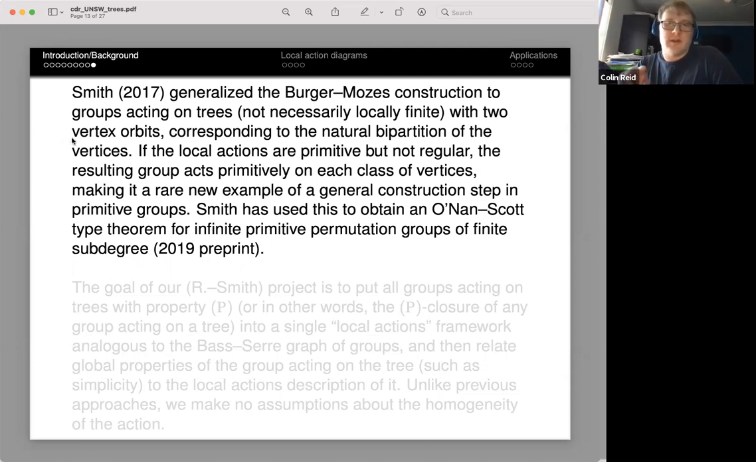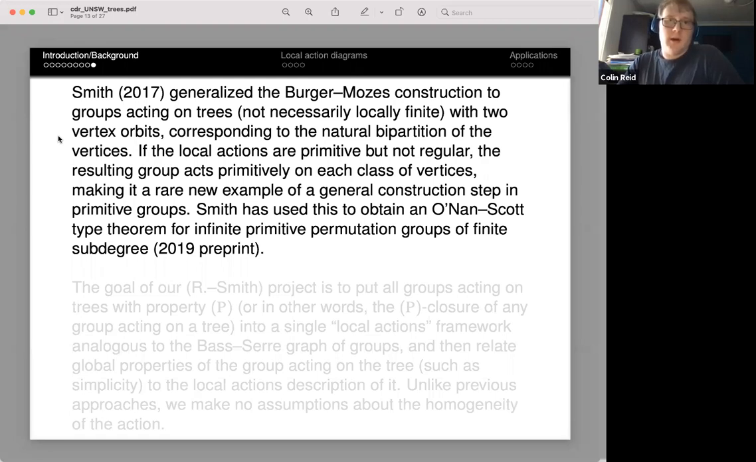and in his construction, you have two orbits of vertices, corresponding to the natural bipartition of the tree. And if the local actions are primitive but not regular, the resulting group acts primitively on each class of vertices.